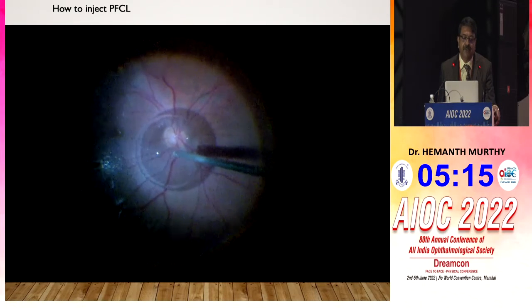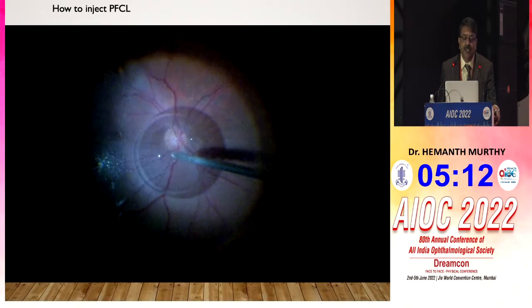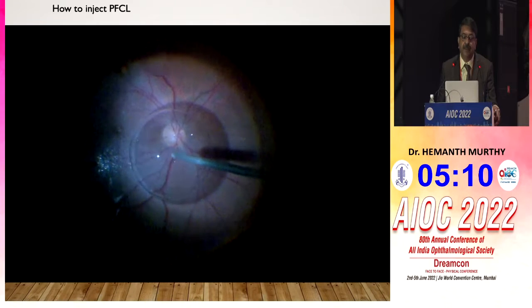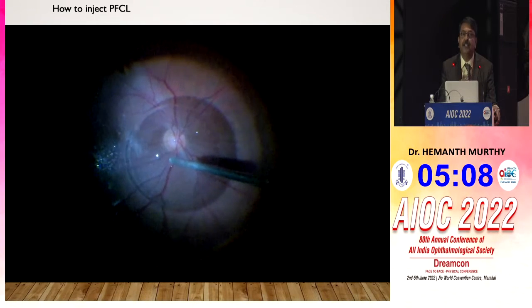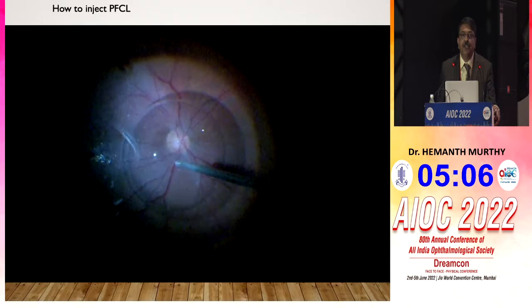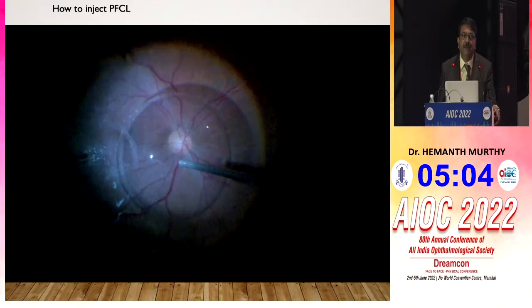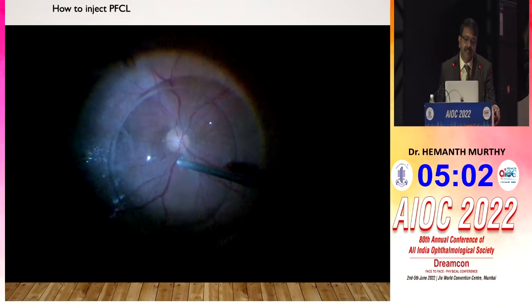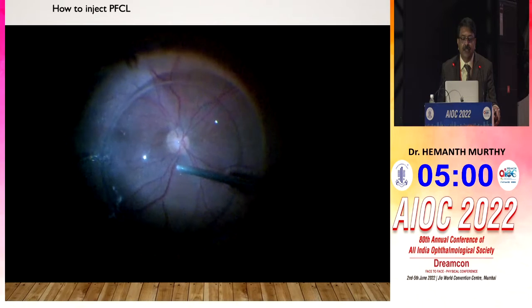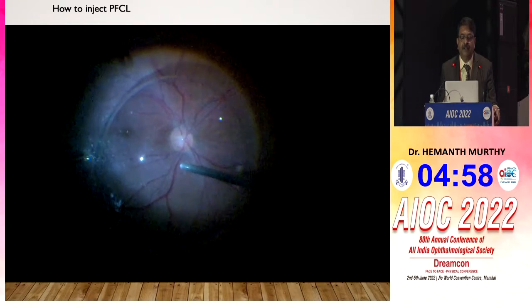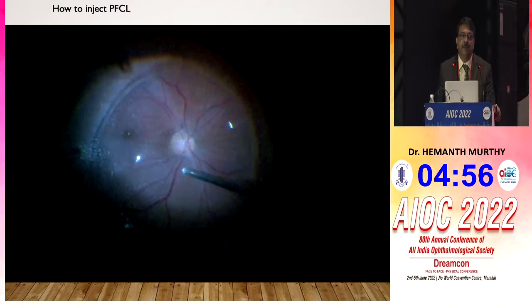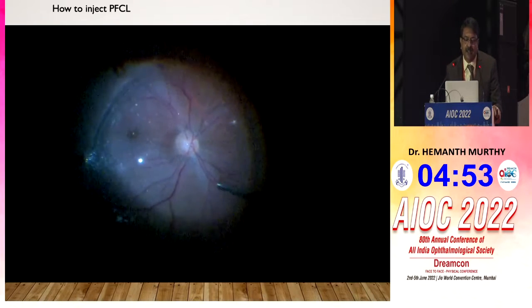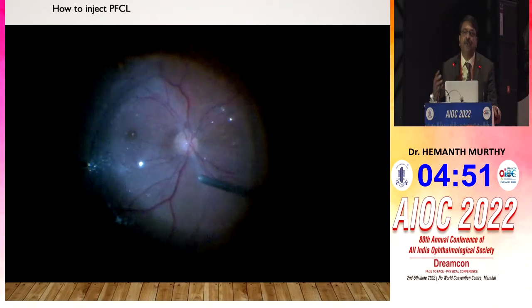We are using valved cannulas. So you progressively increase the PFCL bubble. There are no additional small bubbles that are formed. So this will prevent it from migrating through large tears and causing subretinal PFCL. So this is a good way of injecting. You have to ensure that it is in a single bubble. And because it's in a valved cannula, there is no turbulence, so you don't get additional bubbles.